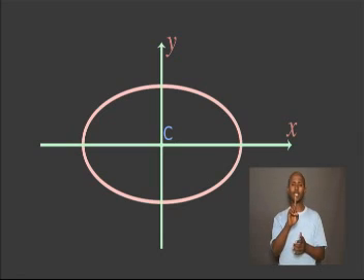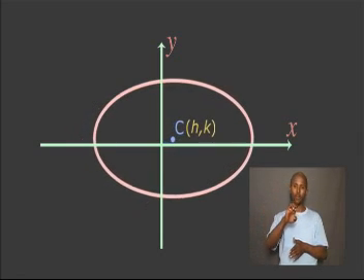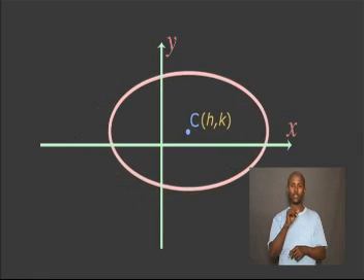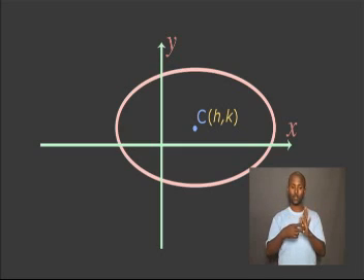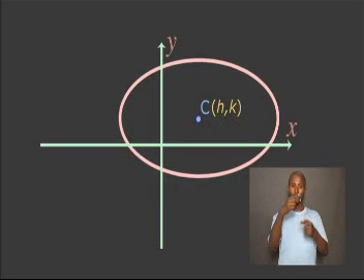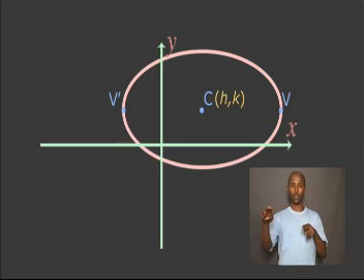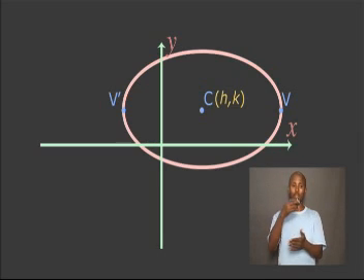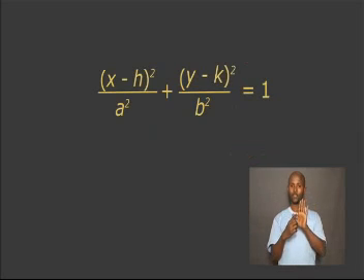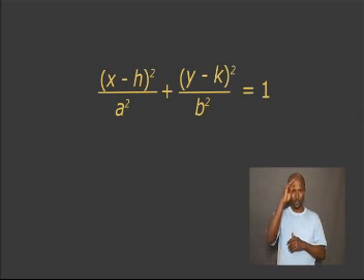What if the center of the ellipse is at (h, k) and not the origin? This means that we must translate the original x and y coordinates by h and k respectively. So the equation for an ellipse whose major axis is horizontal and whose center is at (h, k) is as follows: (x minus h) squared over a squared plus (y minus k) squared over b squared equals 1.